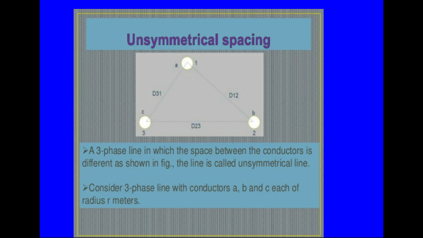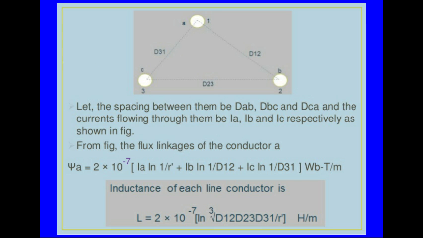Unsymmetrical spacing. In the case of unsymmetrical spacing, the distance between two conductors of a transmission line is not equal, as shown in the figure. Now, let the spacing between them be DAB, DBC and DCA. We consider the spacing between the conductors as DAB, DBC and DCA, and the currents flowing through the conductors as IA, IB, IC respectively, as shown in the figure.